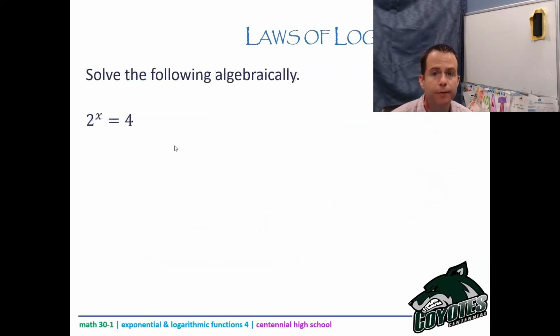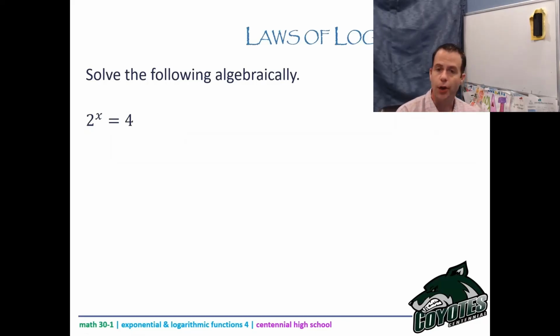Okay, so in our first example, it says solve the following algebraically. Now, you may look at this and say, hey, Hill, you're an idiot. I can make the bases the same right away. Yes, we wanted to start with one that you could try both ways to show that it still gets the same answer. You could look at this right now and say, hey, 4 can be written as 2 squared, which means x has to be 2.